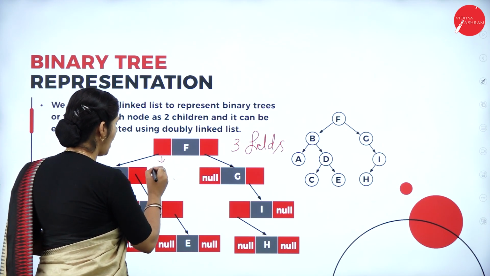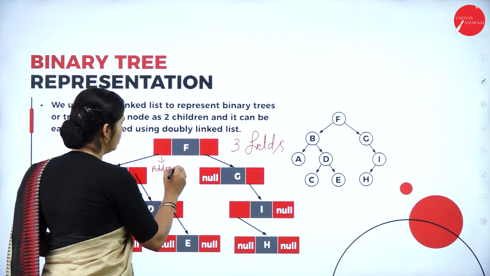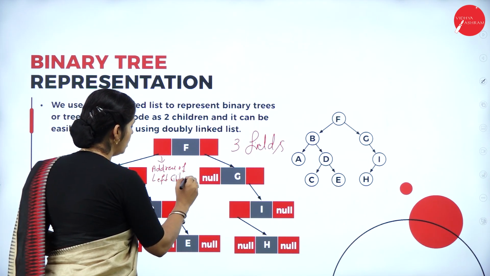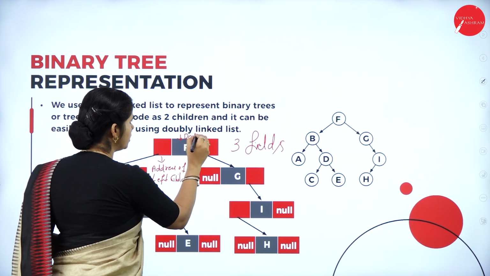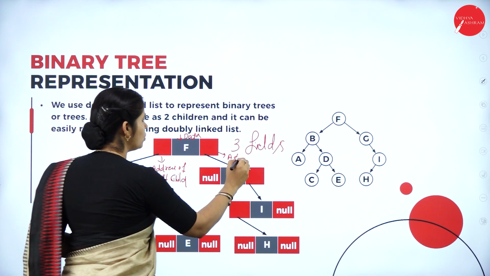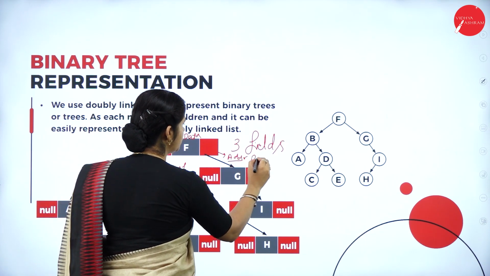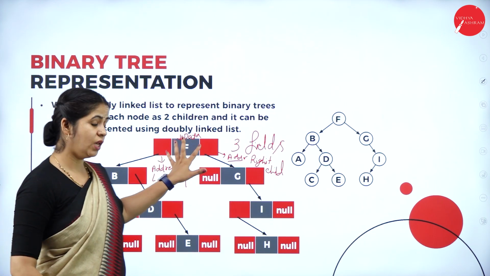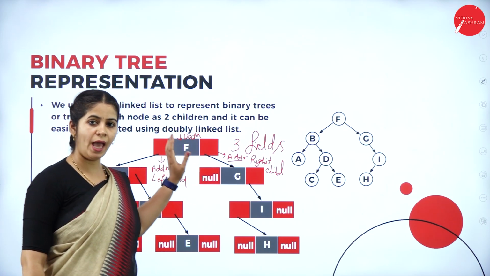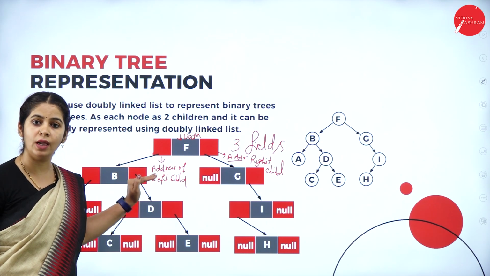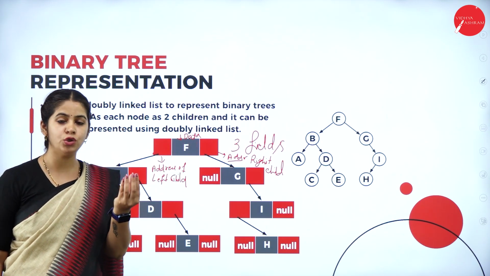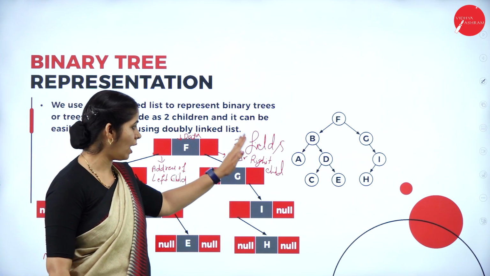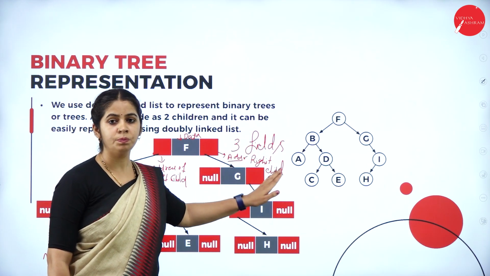The first field will be having the address of left child, and this will be having the actual data, and this will be having the address of what? Right child. Getting it? We'll be having 3 fields in the node. What 3 fields will be there? The first field will be having the address of the left child. The middle field will be having the actual data that has to be stored, and the right field, or the last field, will be having what? The address of right child.